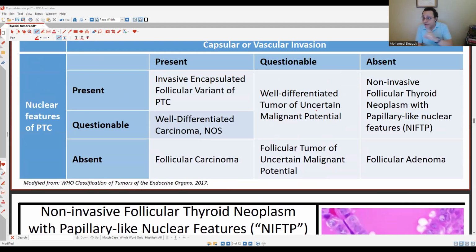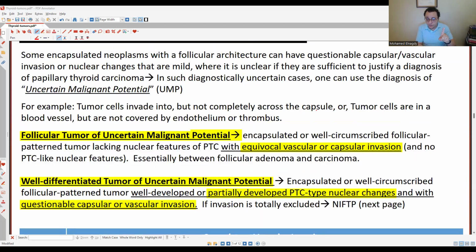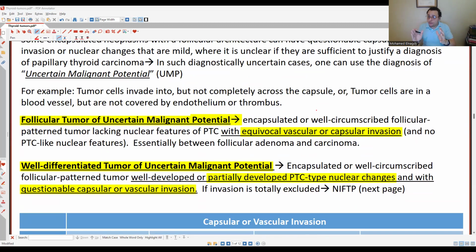These entities you would never encounter in the boards, because in the boards, they don't ask about the gray zones. They just ask about the frank, standalone entities, like papillary thyroid cancer, follicular thyroid cancer, the associated molecular mutations in papillary and follicular, tall cell, cribriform morular association, these kinds of things.